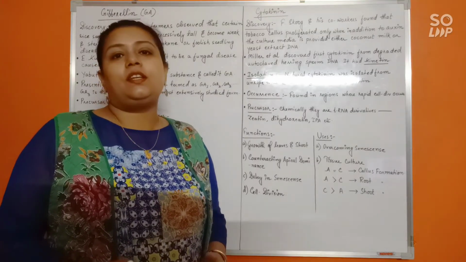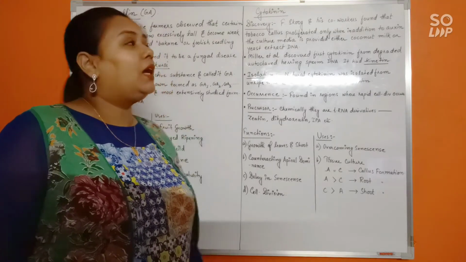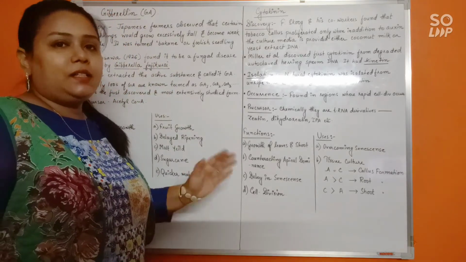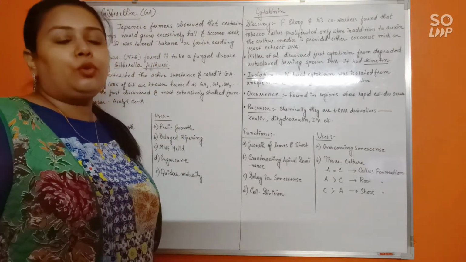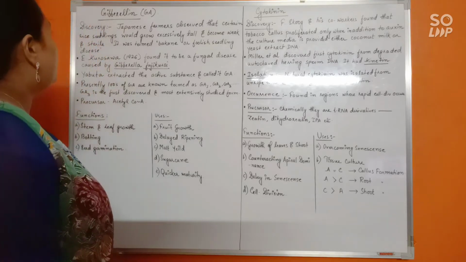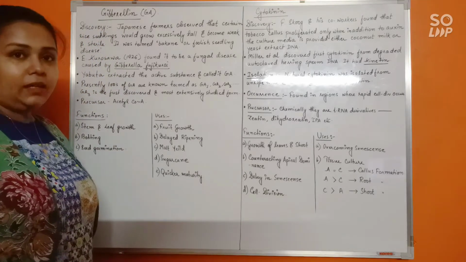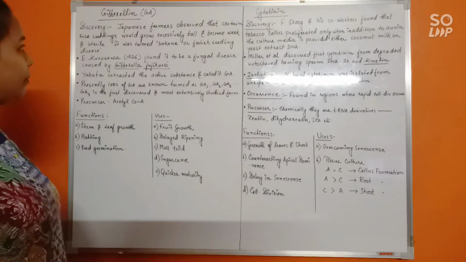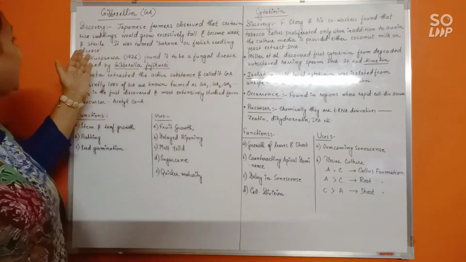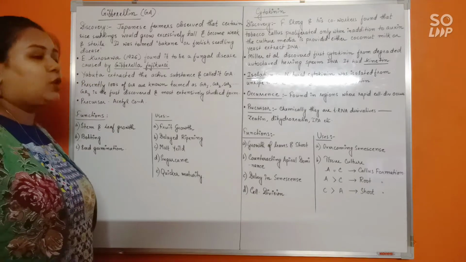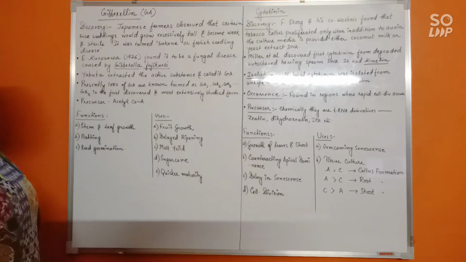Now let us discuss another two phytohormones, that is gibberellin and cytokinin. These two are also growth promoters. Okay, so starting with gibberellin. Gibberellin was discovered in Japan. Japanese farmers observed that certain rice seedlings would grow excessively tall and become weak and sterile.